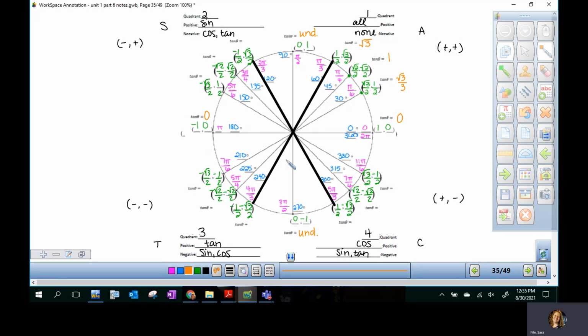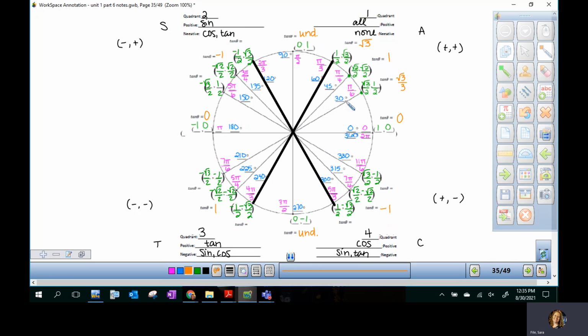The same thing happens for tangent. The tangent values will be the same. So at every 45-degree reference angle, tangent is 1. But what did we say here? Is tangent positive or negative in quadrant 2? So it's going to be negative 1. Is tangent positive or negative in quadrant 3? Tangent's the positive one because a negative divided by a negative, so that's positive 1. And in quadrant 4, tangent is negative. So there it's negative 1.